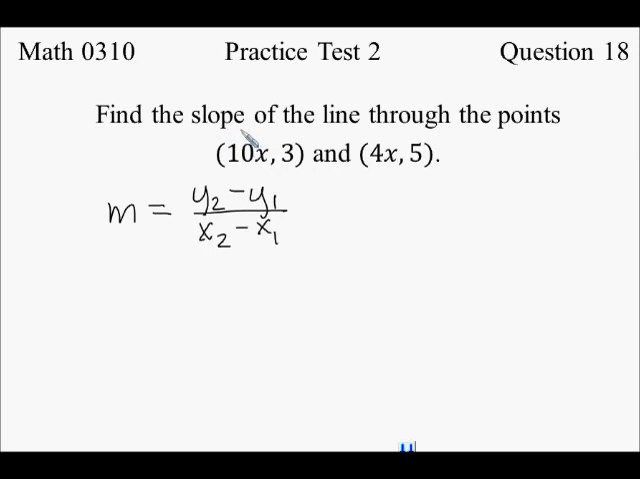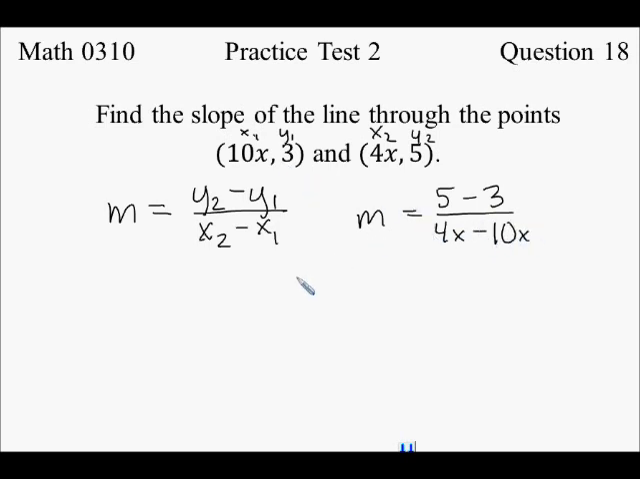So this is going to be our x1. Here I'm going to use y1 here. This will be my x2. And this is going to be my y2. So using that, I'm going to get that m equals, so y2 is 5 here, and y1 is 3, so y2 minus y1 is 5 minus 3. And on the bottom, x2 minus x1, so 4x minus x1 is 10x here.